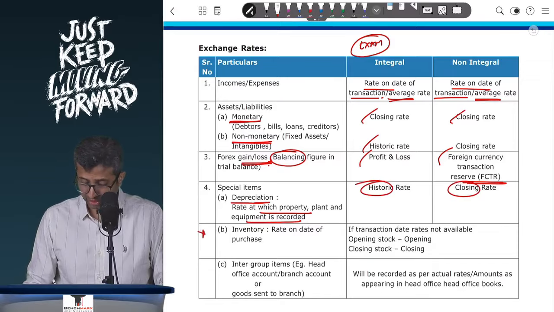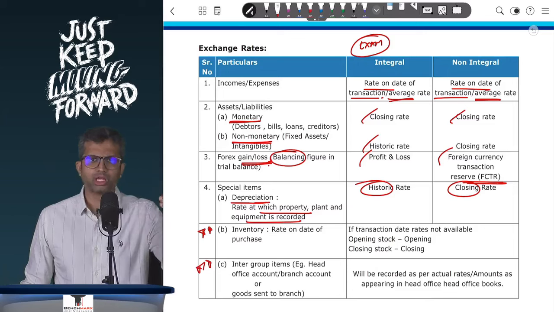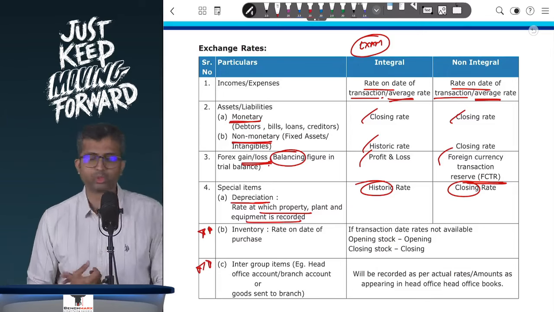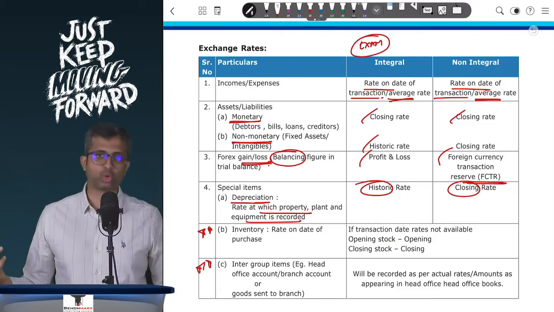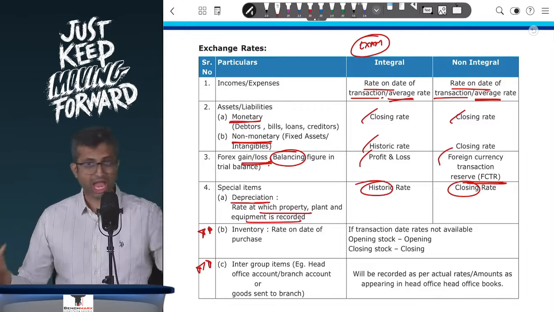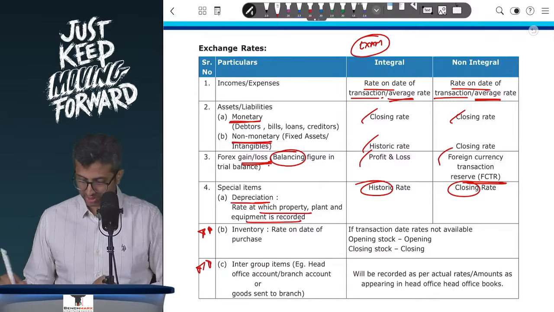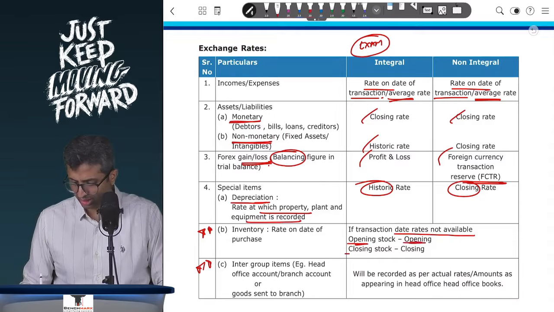Next, you look at inventory. Now, this is important. The last two are relatively important. Inventory ideally should be recorded at the rate on the date when the inventory was purchased. However, if you don't have that, if you just have the opening stock and you have the closing stock, then you convert the opening stock at the opening rate, closing stock at the closing rate. So, if the transaction rates are not available, opening stock will be at the opening rate, closing stock will be at the closing rate.